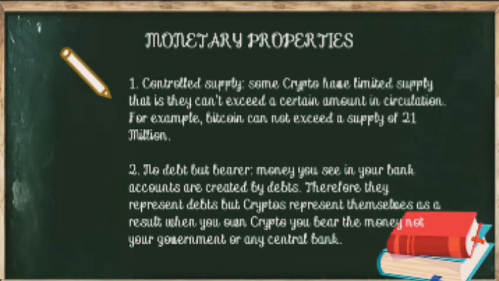Now, what are the monetary properties of Bitcoin? Now, controlled supply is the first thing. Some cryptocurrencies have a limited supply, and this is why they can't exceed a certain amount in circulation. So, for example, Bitcoin cannot exceed the supply of 21 million BTC, but other cryptocurrencies don't have this controlled supply. I mean, this is the characteristic property that makes them more decentralized than Bitcoin is. For example, Ethereum.